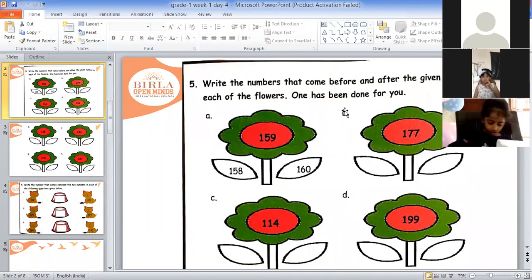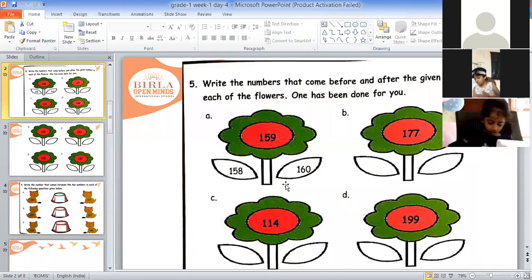Here you have to write the number which comes before and after the given number. You all can see flowers are there. Okay. And you can see some leaves are there. Okay. With every flower, there are two leaves. Okay. So you have to write answers in these leaves. I'm moving my cursor here. You all can see you have to write answers in these two leaves.